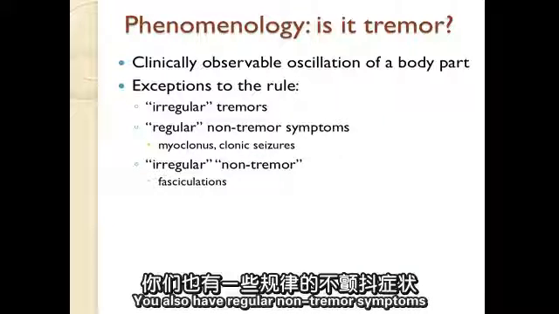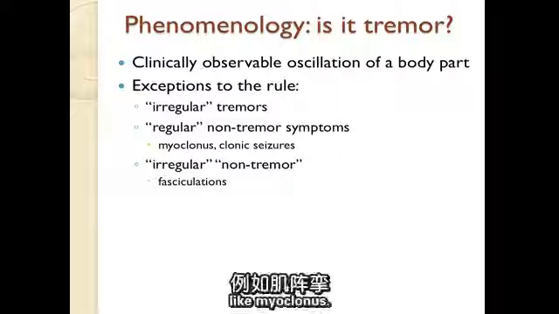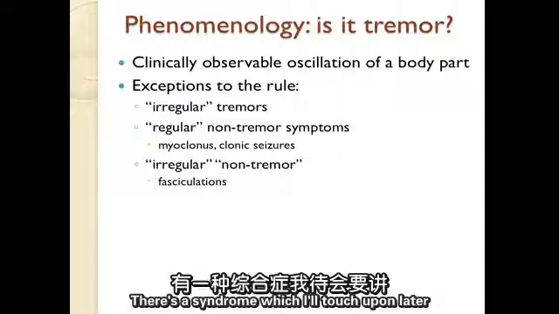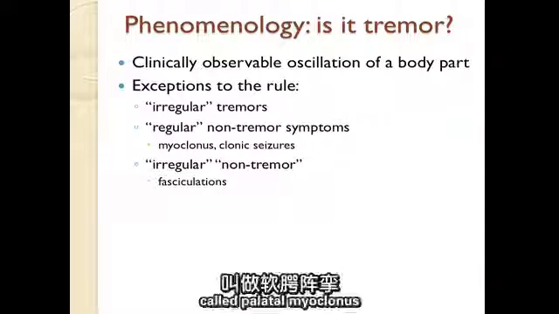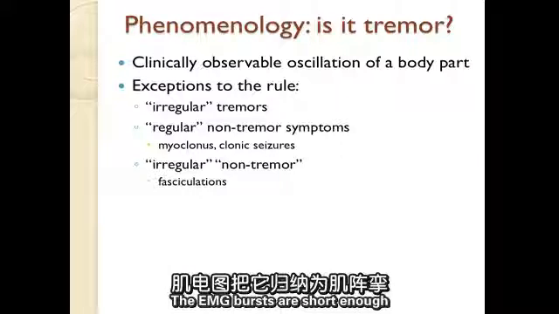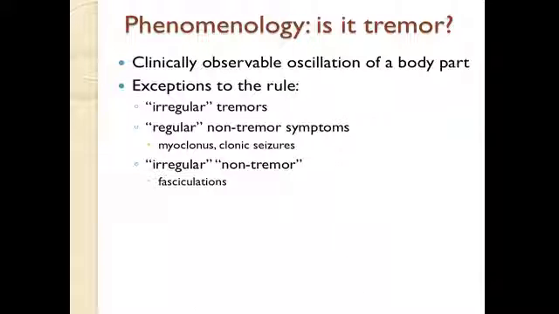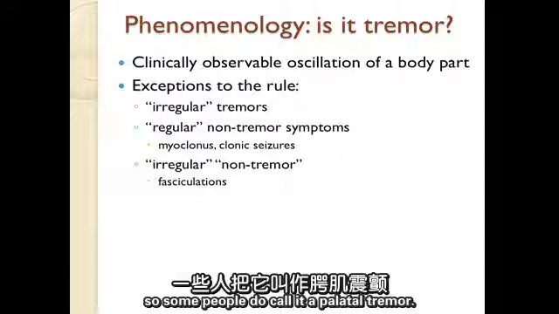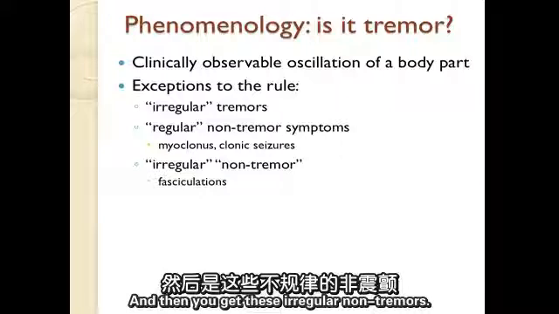You also have regular non-tremor symptoms like myoclonus. There's a syndrome which I'll touch upon later called palatal myoclonus, where the palate rhythmically moves up and down. The EMG bursts are short enough to classify it as myoclonus, but it's rhythmic, and so some people do call it a palatal tremor. And then you get these irregular non-tremors.